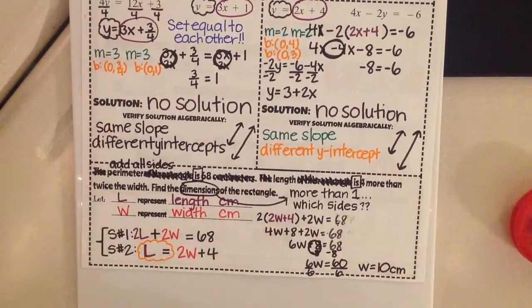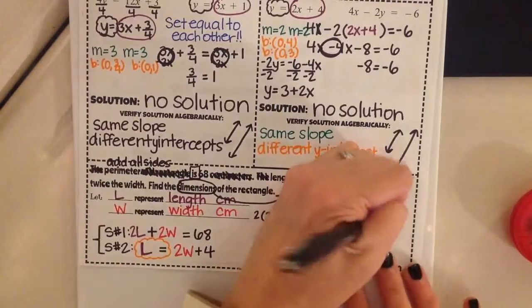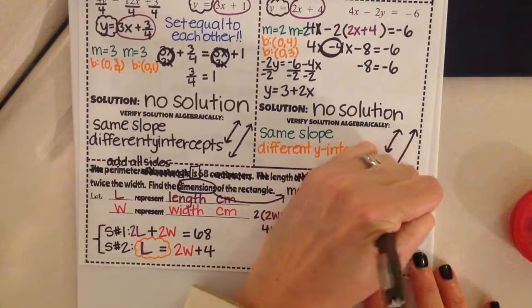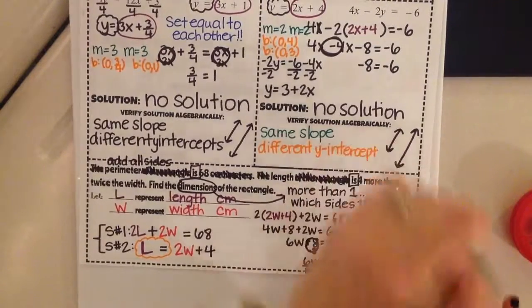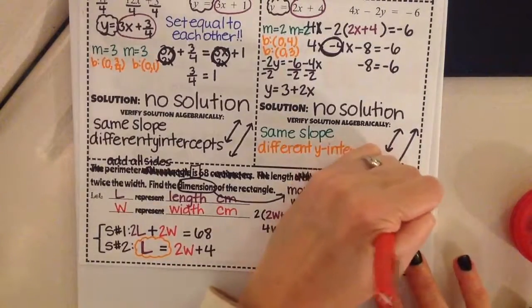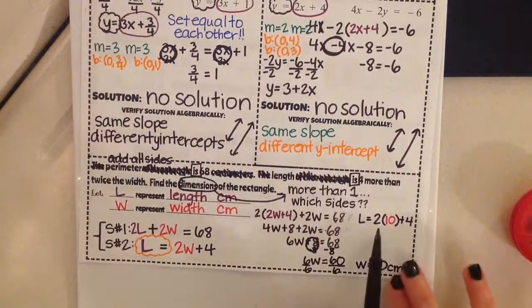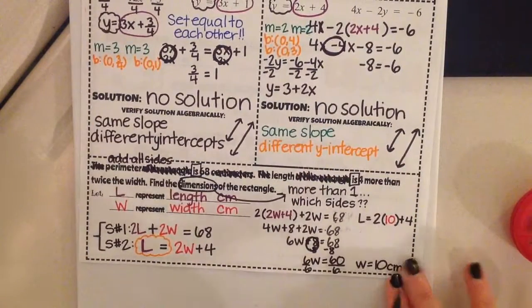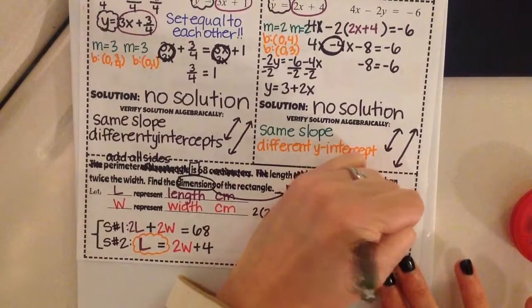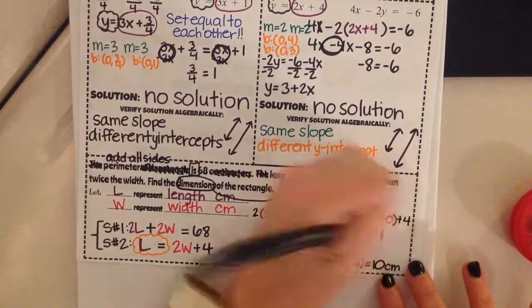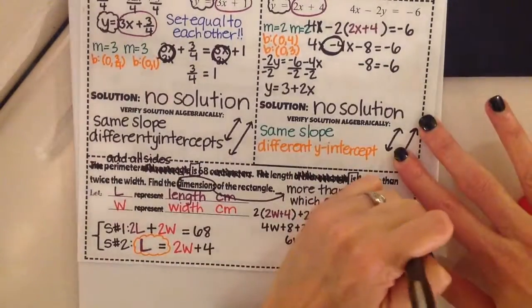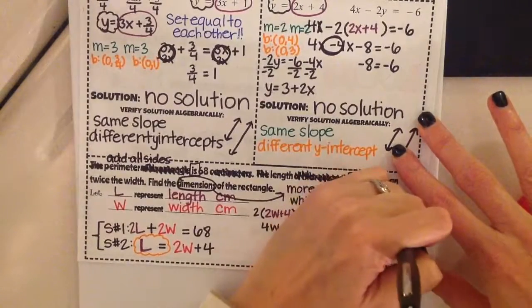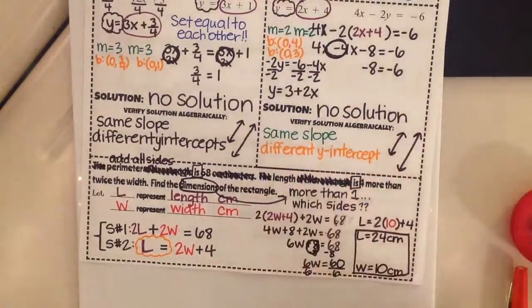So now I'm going to use this answer to plug in and find the length. The easiest equation to use is the L equals equation. So I'm going to say L equals 2, and instead of W, I'm going to replace it with its answer now, plus 4. All right, so I'm going to plug in 10, and now I'm going to do the math. So I have to multiply, so 2 times 10 is 20, and then I'm going to add 4. So my length is 24, and we're measuring this in centimeters. So that is what I'm saying my two answers are, that I would get a length of 24 centimeters and a width of 10.